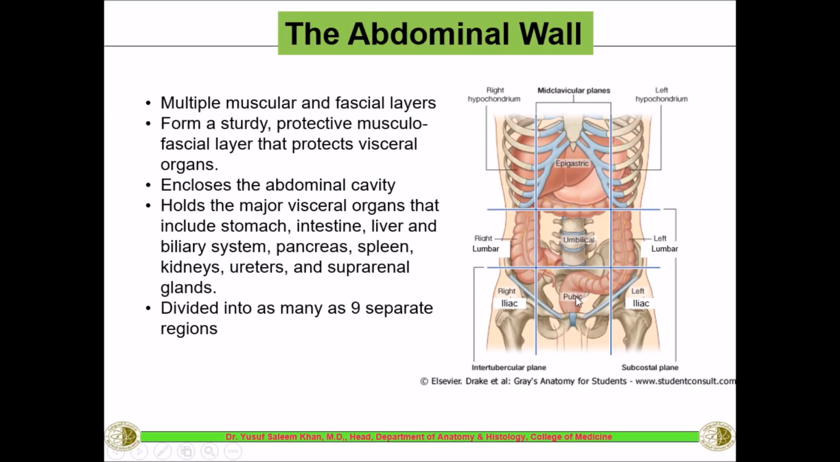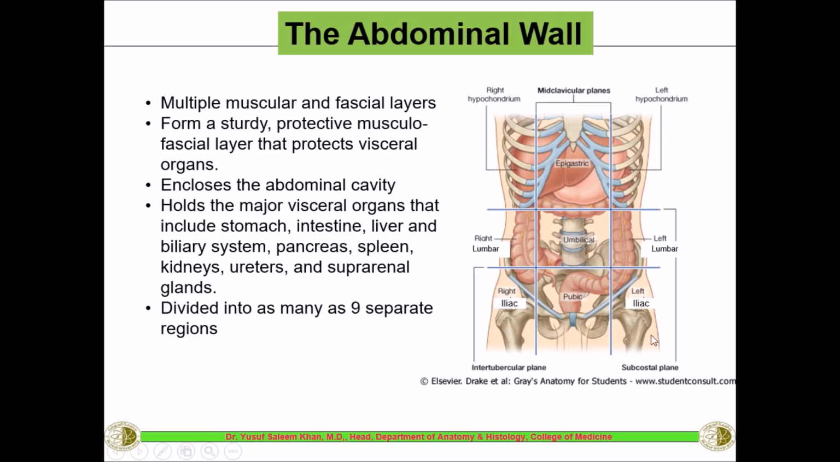Similarly, just opposite to that, below we have the hypogastric, which is also called the pubic. So this is the epigastric, and this becomes the hypogastric or pubic. And here, because there is the umbilicus, this is called the umbilical region or quadrant. Then on either side we have the left lumbar as well as the right lumbar. Then below here we have the left iliac and the right iliac.